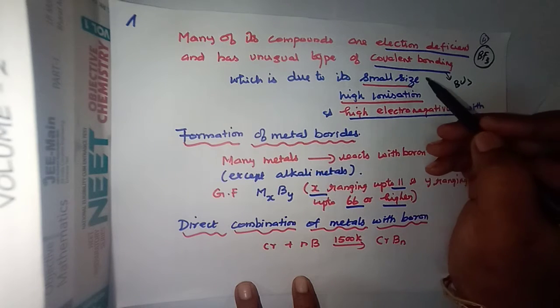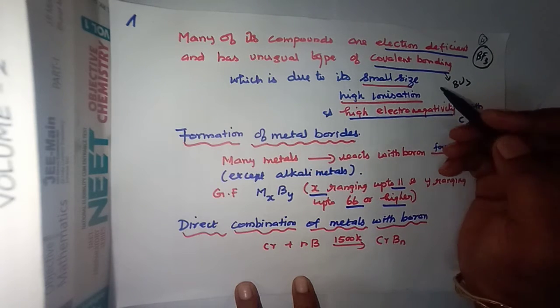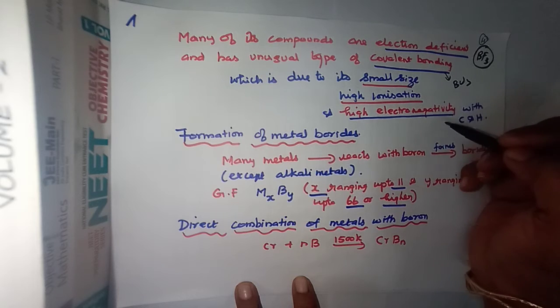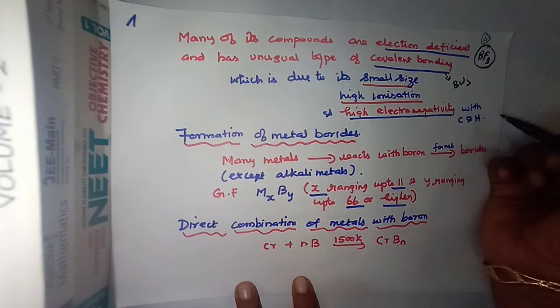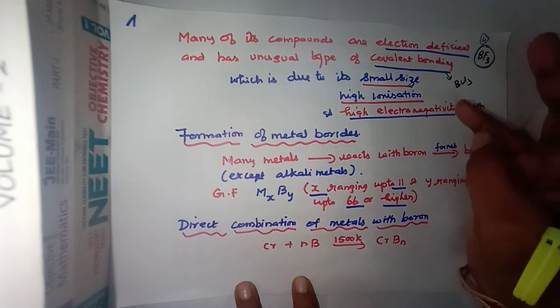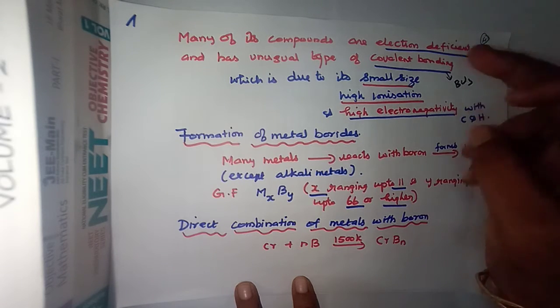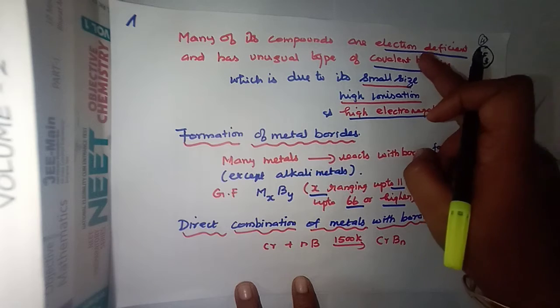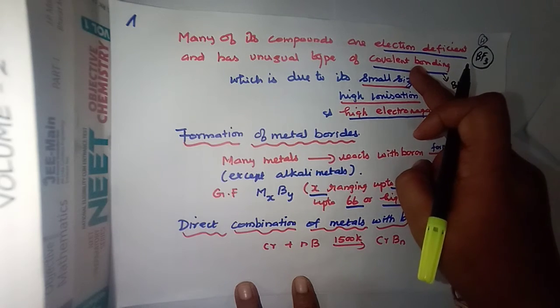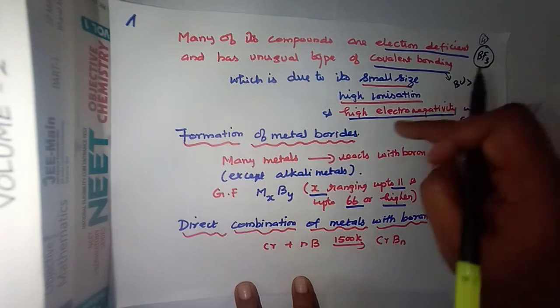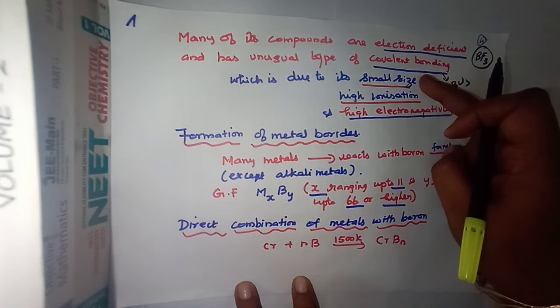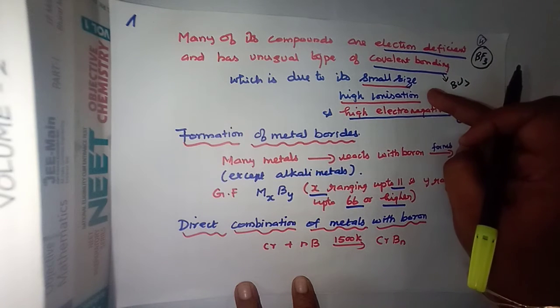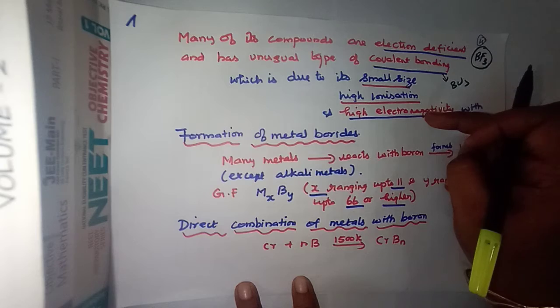This is due to the small size of boron, high ionization energy, and high electronegativity, similar to carbon and hydrogen. So compounds of boron are electron deficient. Sometimes it forms covalent bonding. The reason is that boron possesses small size, high ionization energy, and high electronegativity.